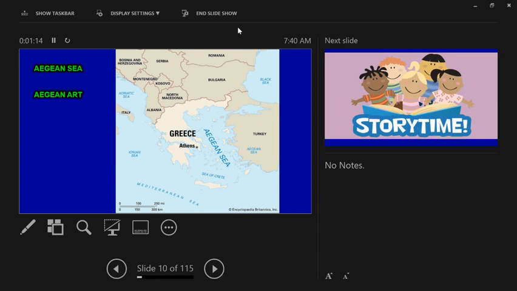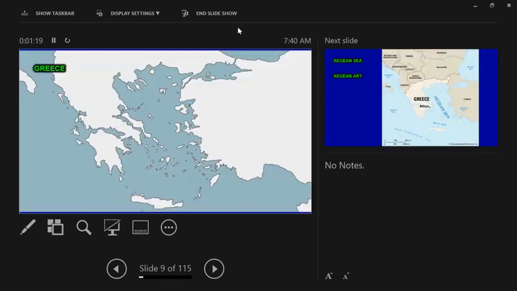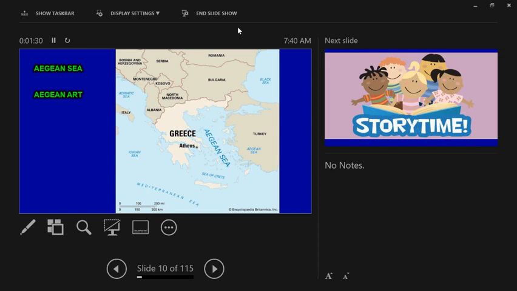So what we're going to be looking at is stuff from all over these. One of the things you notice about Greece is tons of islands. All right, and that's what we're going to be looking at. A lot of art is from all these islands.